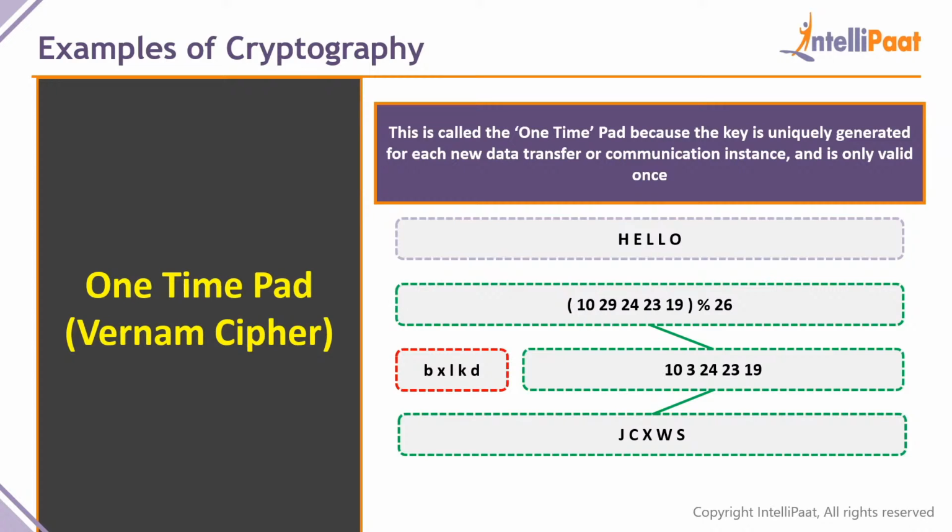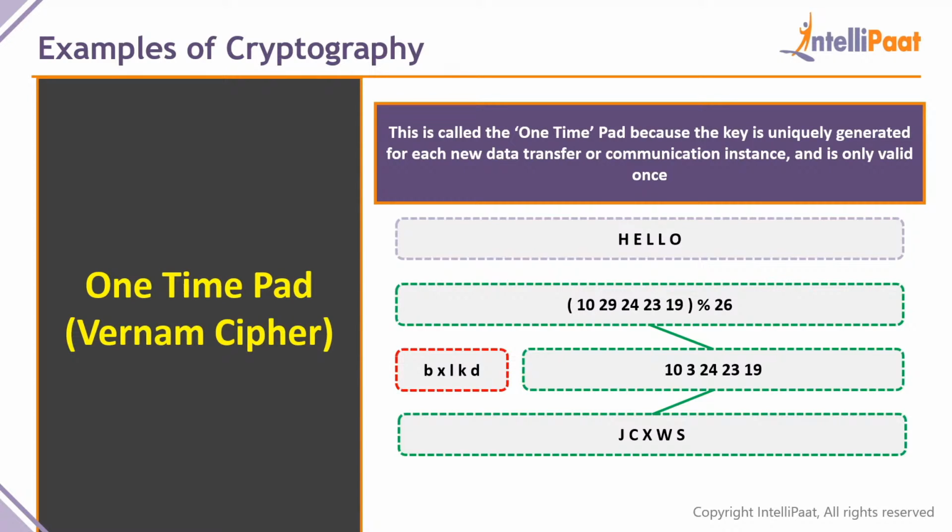So if you consider 10, 3, 29, 10, 3, 24, 23, and 19 as positions in the alphabetical order, convert them back into their respective alphabets. You get JCXWS. Now, this is your Vernam cipher. You've successfully converted it into your cipher, right?